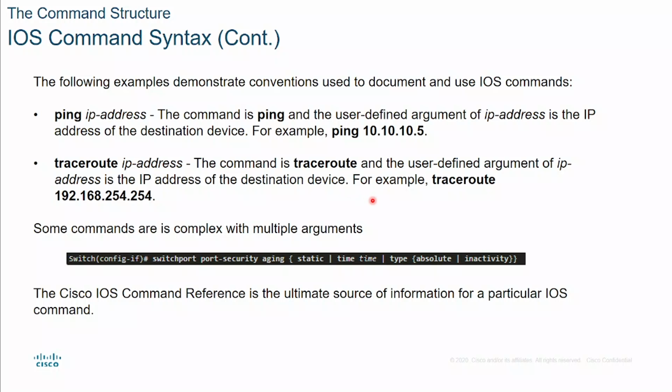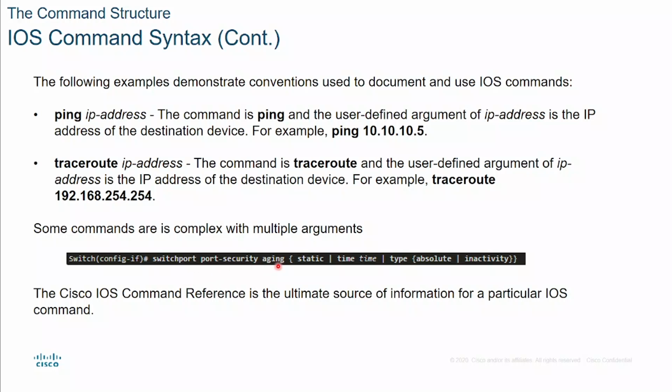So let's assume you want to trace route a particular server. You just put the particular server's IP address, or you put the particular server's domain name. So some commands can be complex with multiple arguments. For example, now this is on privilege exec mode.